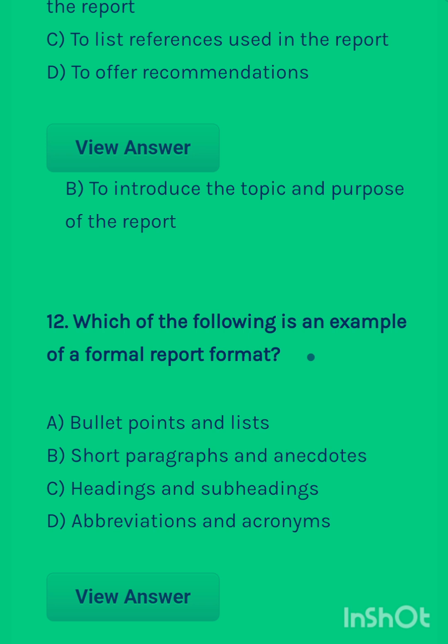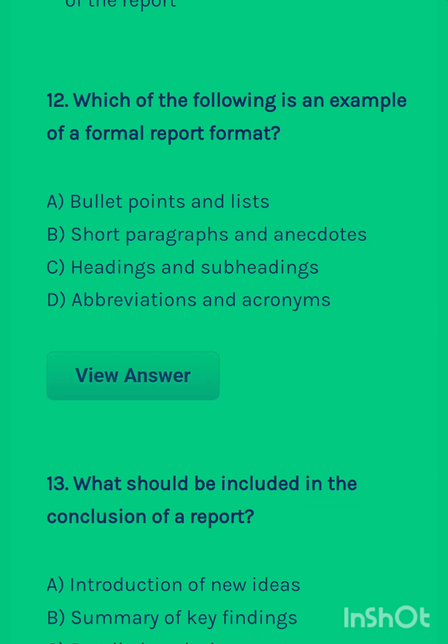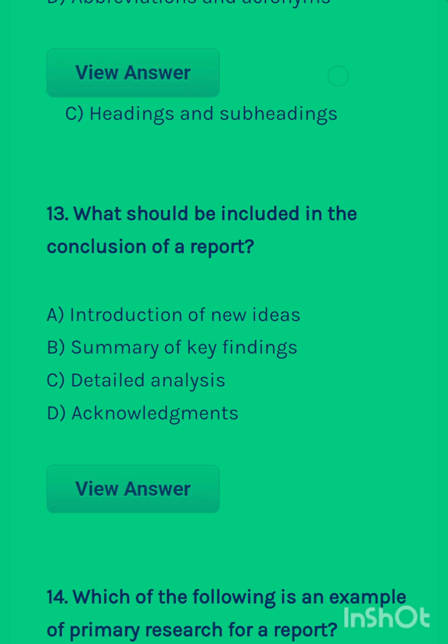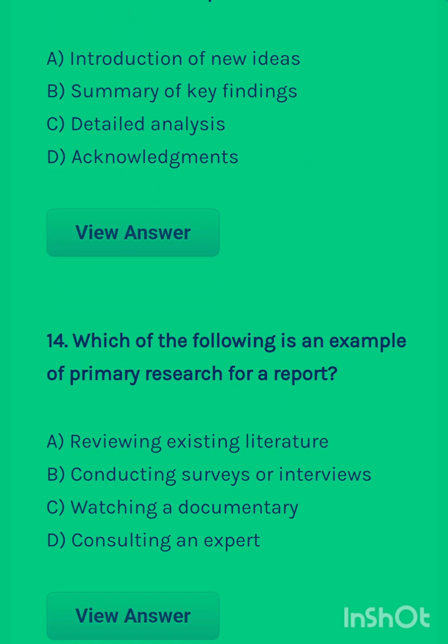Next question is, which of the following is an example of a formal report format? Number 1, bullet points and list. Number 2, short paragraphs and anecdotes. Number 3, headings and subheadings. Number 4, abbreviations and acronyms. Correct option is option C, headings and subheadings.